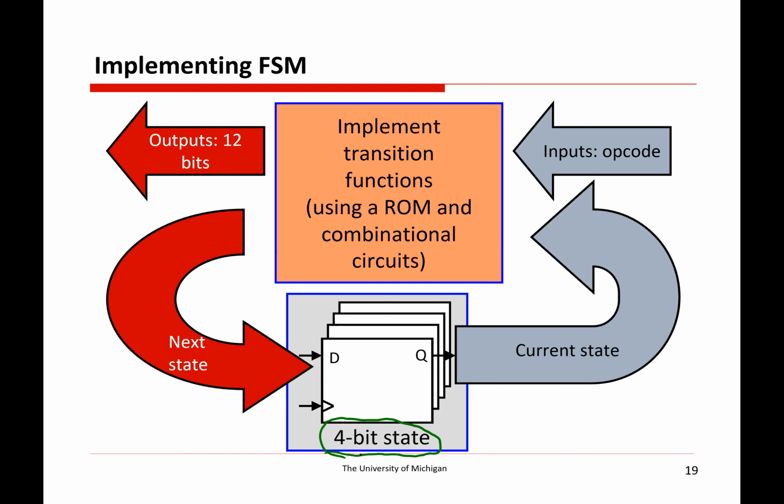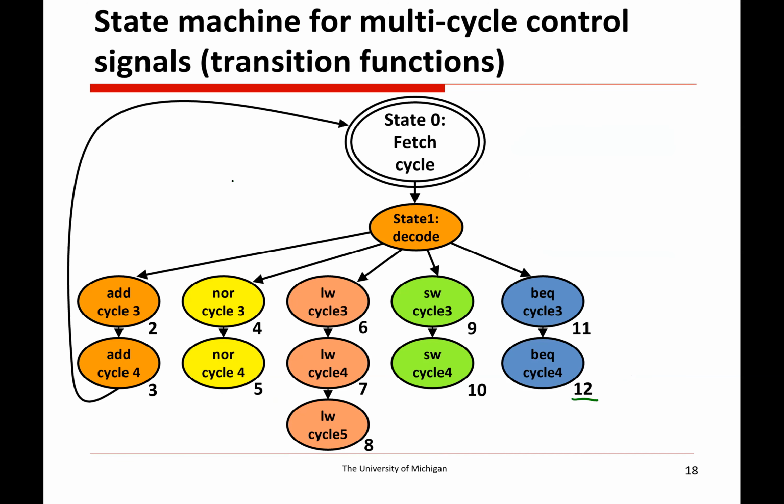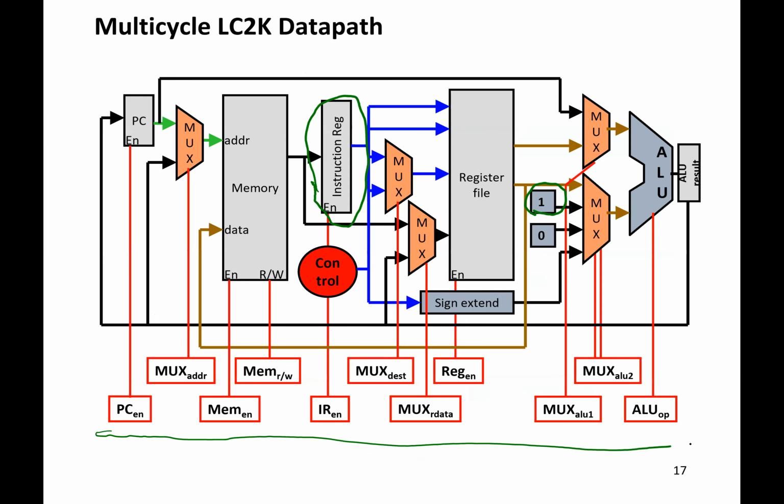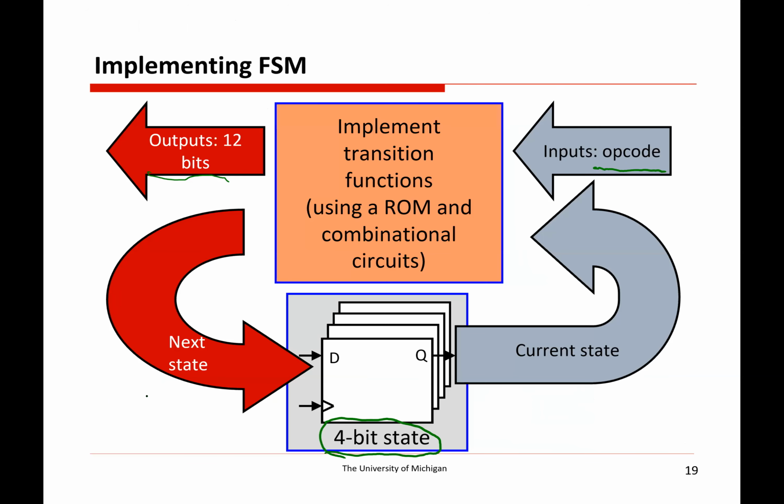And then we'll have to get some ROM like we did last time to figure out the mapping of each current state along with the current inputs. And the inputs here are going to be the opcode that we're processing right now to figure out what the outputs are supposed to be. The outputs are going to be these control signals here. And then we also have the next state. And the next state is going to be, again, 4 bits because that's just what we're plugging into the flip-flops.